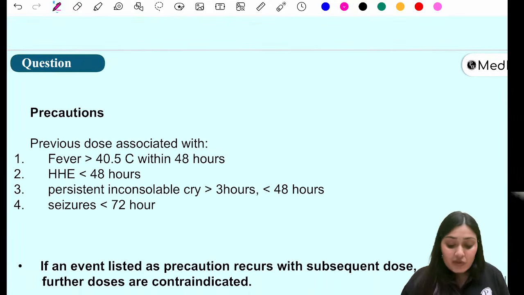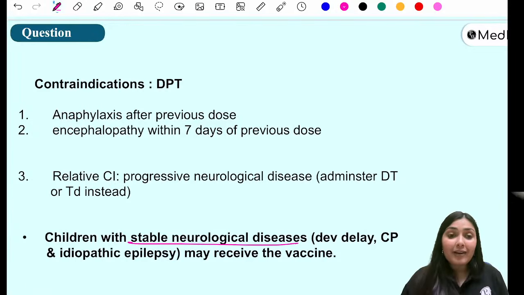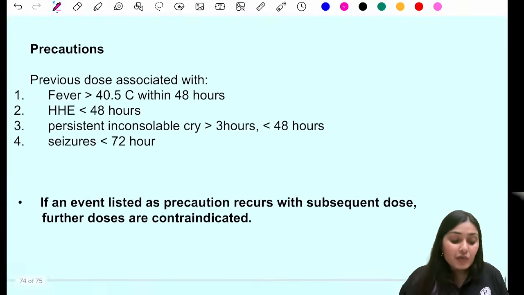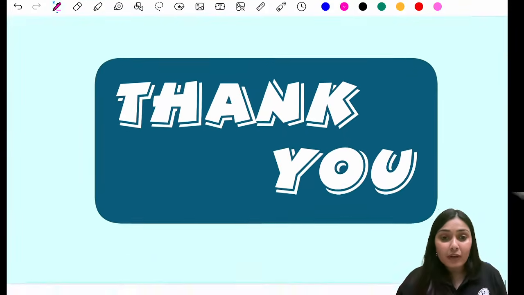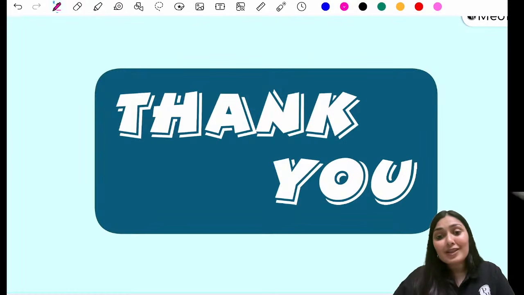If the child has seizure within 72 hours, that is a precaution, not a contraindication. Progressive neurological disease would be a relative contraindication. So seizures per se is not a contraindication, right? You can still give.